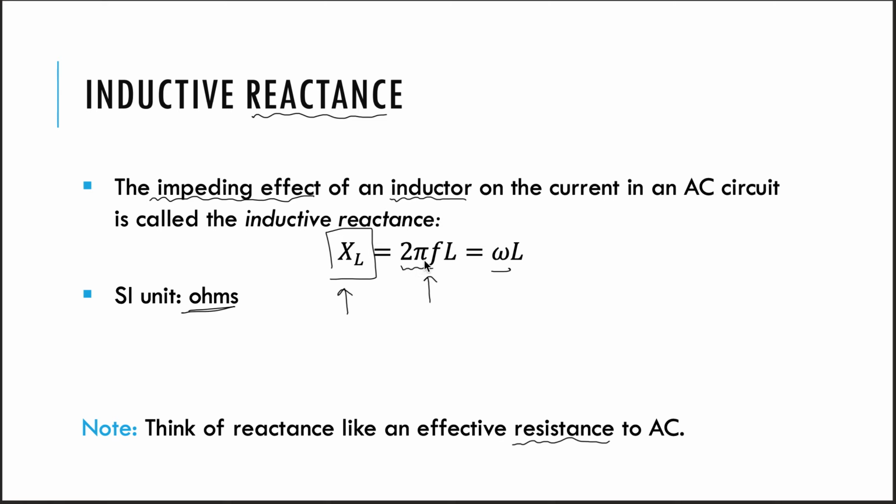This makes sense because when you increase the frequency, what that means in your circuit is that the current alternates back and forth a lot faster, right? More cycles per second. So if you have a very big change in current, there's going to be a lot more back EMF, a lot more impedance to the flow of current. So there's going to be a lot more reactance when there's a high frequency.